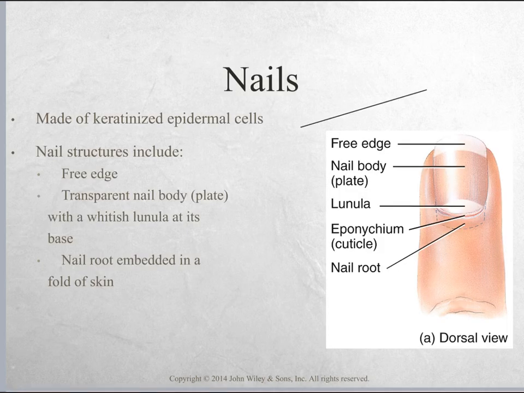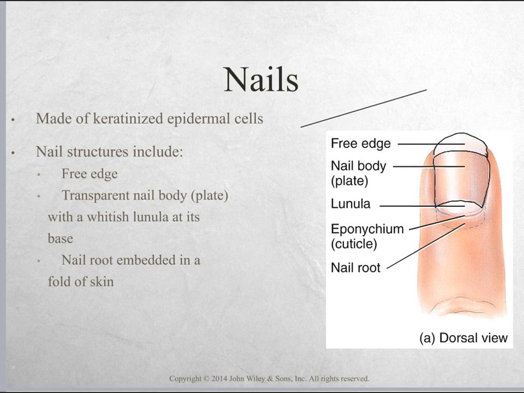Our next accessory structure is nails. Now our nails are made of keratinized epidermal cells. The nail structures include this outermost portion. This is what you cut or trim, your free edge. We have a transparent nail body. This is known as the plate, so we'll draw it here.